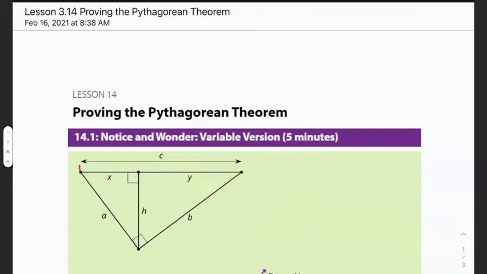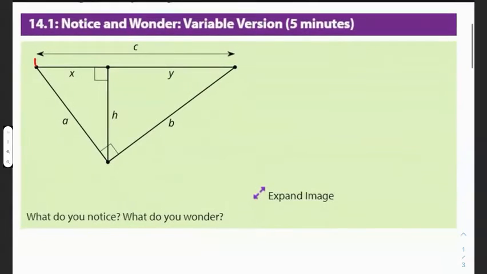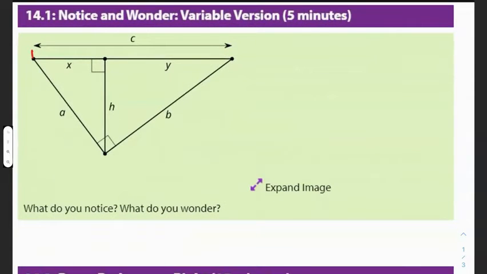Lesson 14, Proving the Pythagorean Theorem. Exercise 14.1, Notice and Wonder, Variable Version.